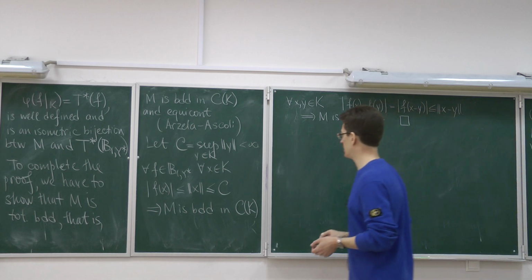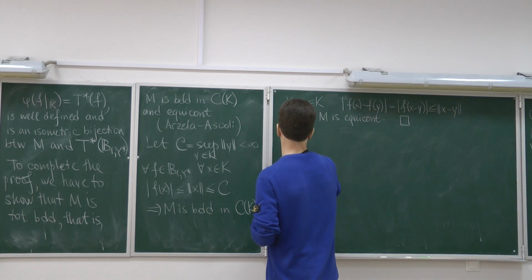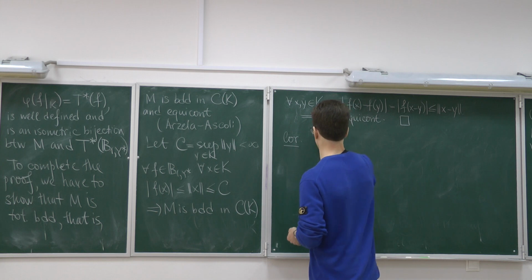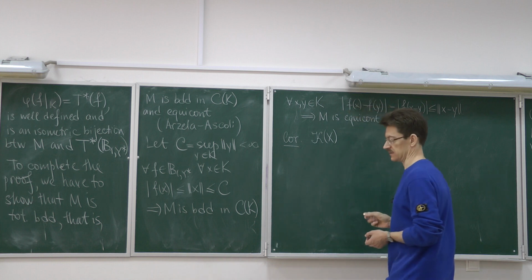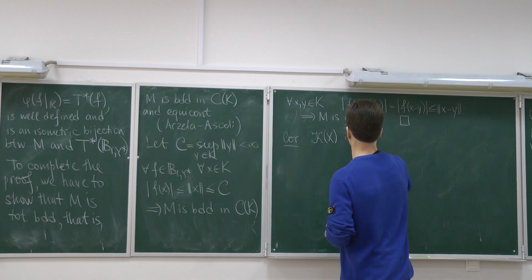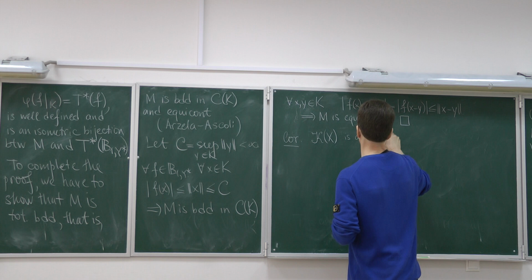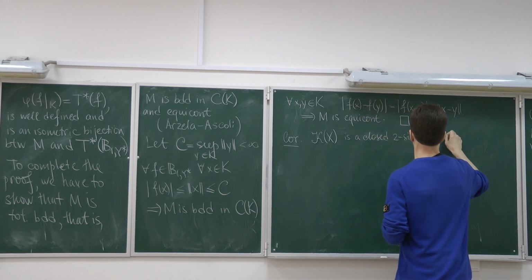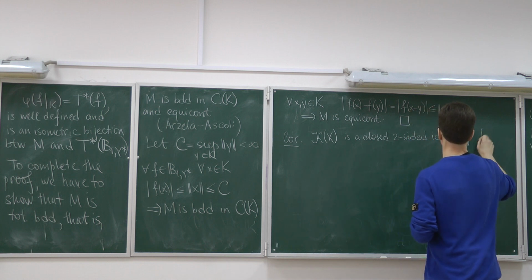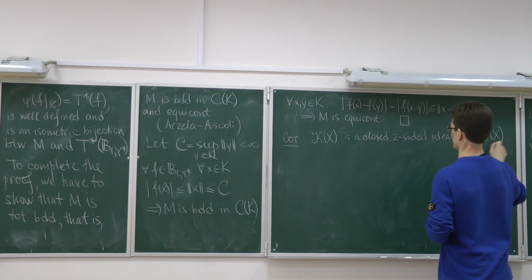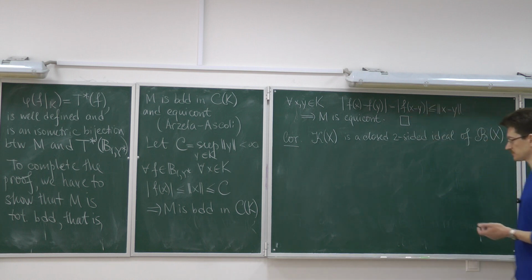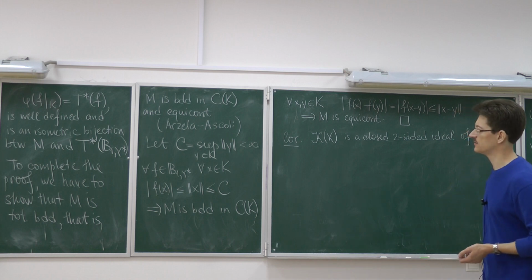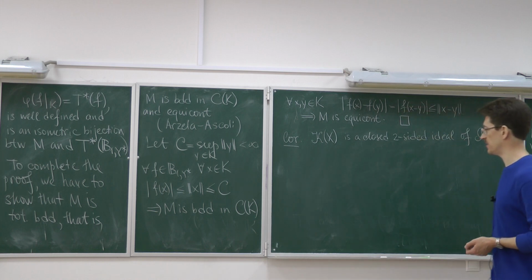Okay, an immediate corollary is that K of X, the space of compact operators on a Banach space X, is a closed two-sided ideal of the algebra of all bounded operators on X. Well, it's a closed subspace by property 1 of our theorem, and it is an ideal by condition 2.